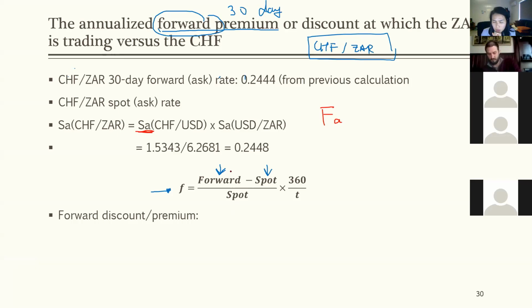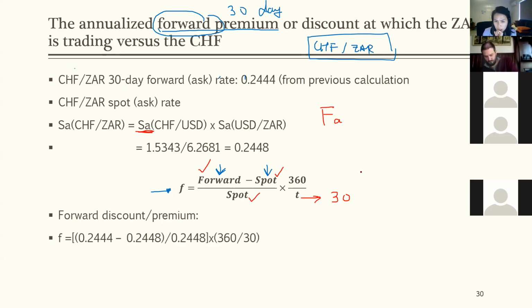So in this formula, we have computed the forward rate, we have computed the spot rate. T here will be 30, right? So this is 30 days. If I put it in the calculation, I will find that this is a forward discount, about 2%. So in other words, the annualized forward discount is about 2% per annum for the ZAR versus the Swiss franc.